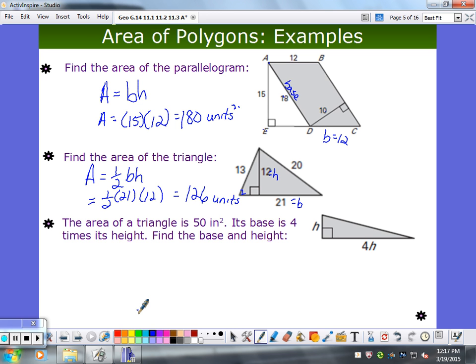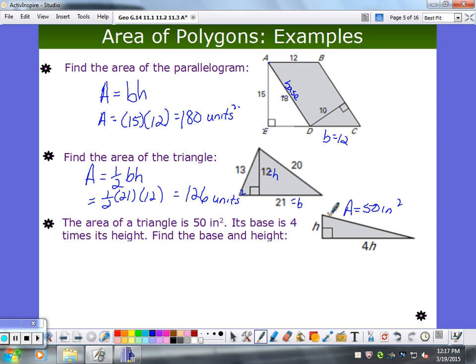Okay, this is a right triangle here in example C. They're telling me the area. The area is 50 square inches. They're telling me that. Right? The area of the triangle is this. Its base is 4 times its height. Find the base and the height. So they gave you a picture.